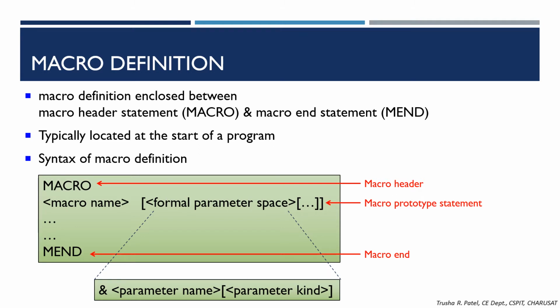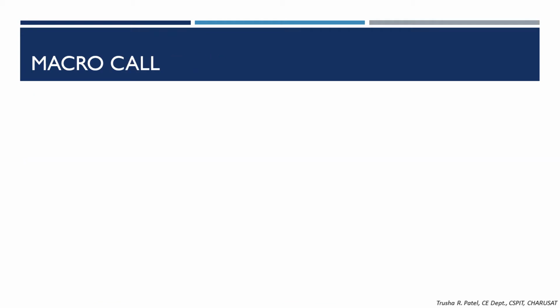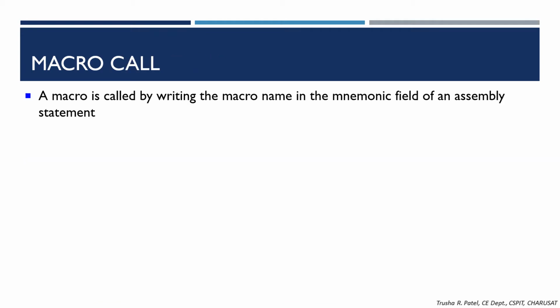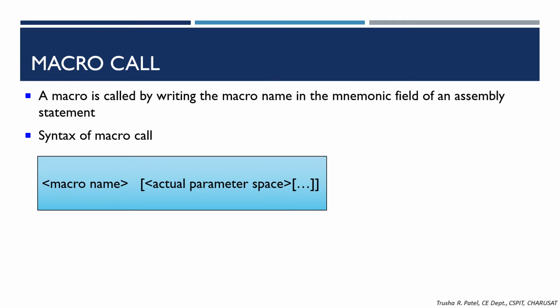After the macro prototype statement, there will be many statements, and they are called the macro body or the model statements. Next is macro call. A macro is called by writing the macro name in the mnemonic field of the assembly statement. The syntax of a macro call is the macro name followed by the actual parameters.